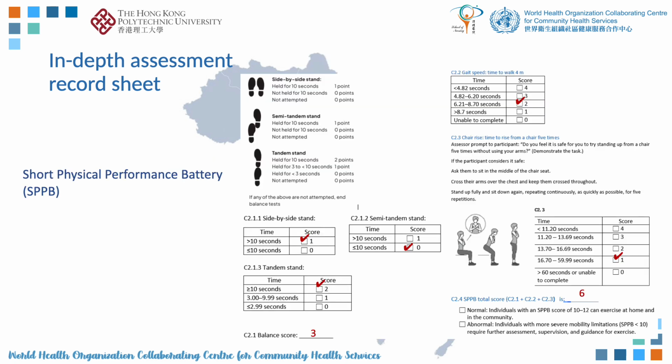Now we come to the Short Physical Performance Battery test, SPPB. The first component is balance, which covers the side-by-side stand, semi-tandem stand, and tandem stand. So measure the time for each balance test and record the corresponding score. The same procedure applies to the gait speed and the chair rise test. The total SPPB score is calculated by adding the scores from all the 3 tests. So based on the total score, you can determine whether the participant's performance is normal or below normal, according to the established cut-off point.